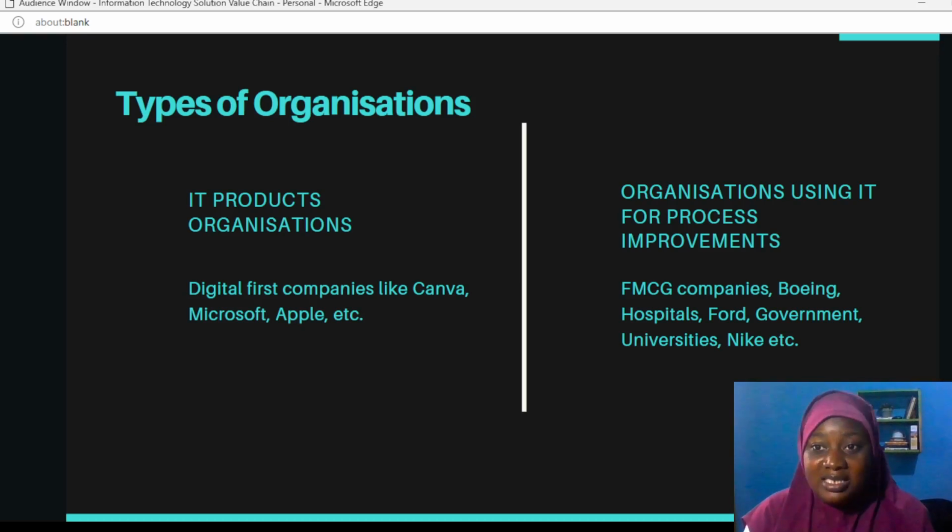Their main business, their main product or service, is not digital products. If it's a university, the focus is to teach students. The focus of Ford or Toyota is to create cars. The focus of Boeing, I don't know if that's the pronunciation, is to create aircraft. But these organizations use information technology to either improve their products or improve their process, or do both at the same time.